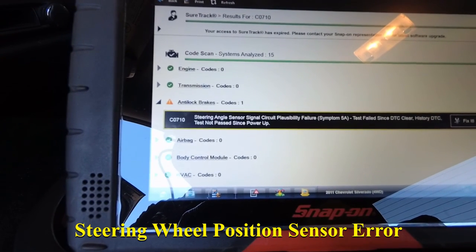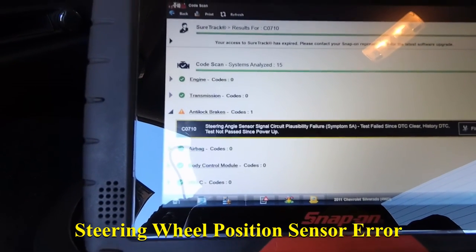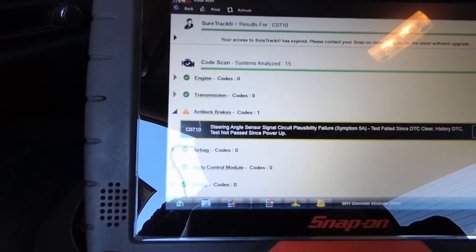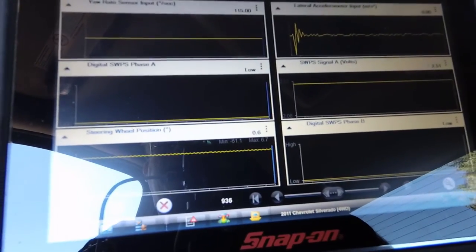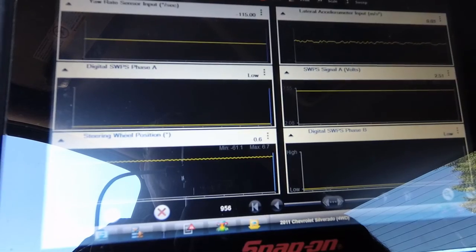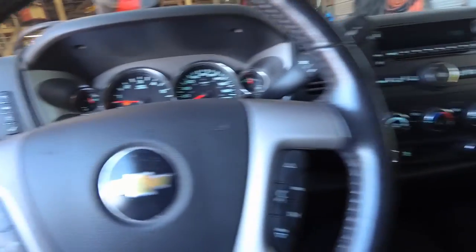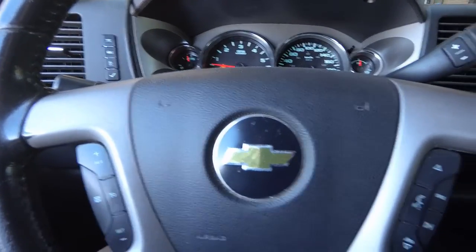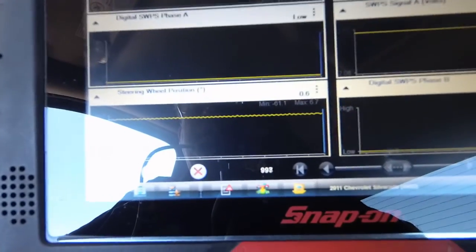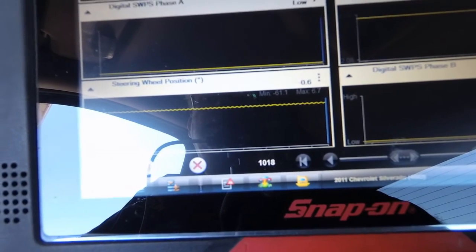So I'm probably going to need a steering angle sensor at the base of the steering column. I think I've changed these before. I'll have a look at some data. So looking at data related to the steering angle sensor or steering wheel position sensor, everything looks reasonably normal. The steering wheel is approximately straight ahead, and it's showing negative 0.6 degrees.